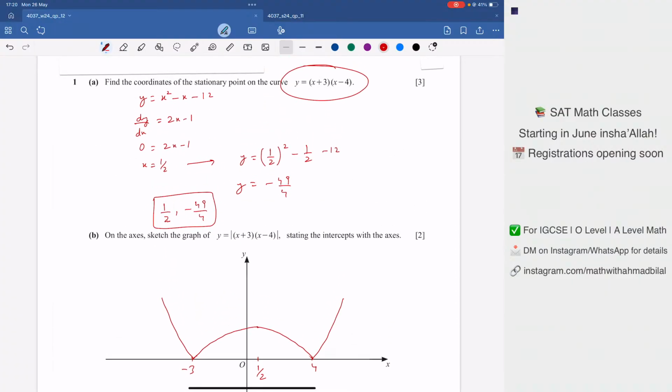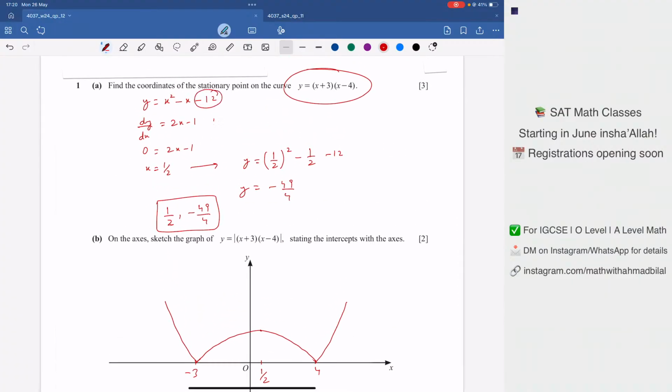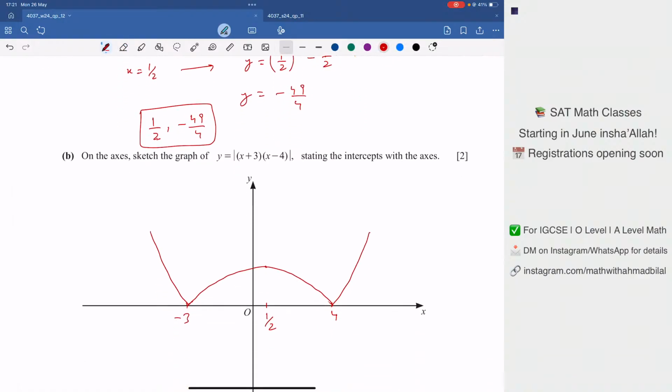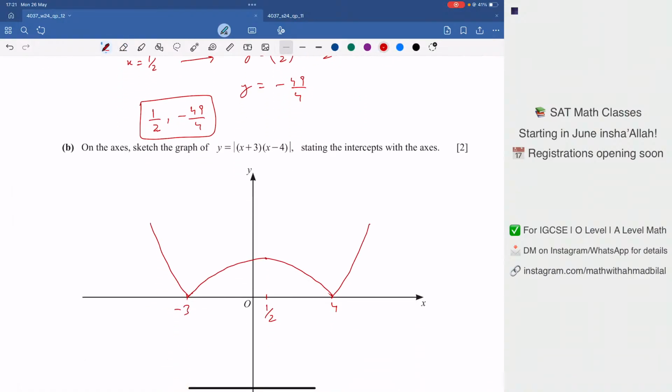What about the y-intercept? This constant term is the y-intercept. That's minus 12. It was supposed to be minus 12 originally. But when you reflect that like this, it becomes plus 12. So this point here has to be plus 12. Okay, and that's what the graph looks like.